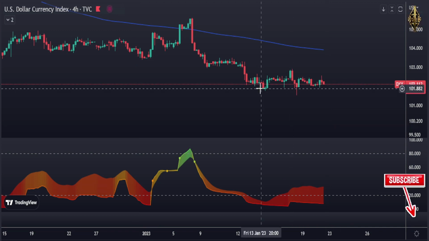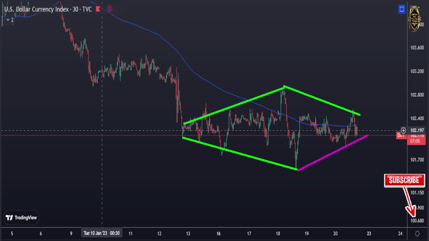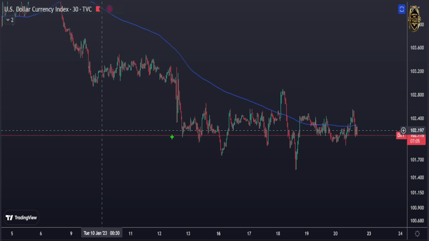Let's go into 30 minutes to see what the DXY is doing today. Here we are in 30 minutes, same thing. We don't have anything new here. Actually, here in 30 minutes, we have a very clear diamond. Look at how clear it is. But till now the market doesn't break up for us to enter long, because a diamond, as we are coming from up, is a reversal pattern. So there is no entry long yet.